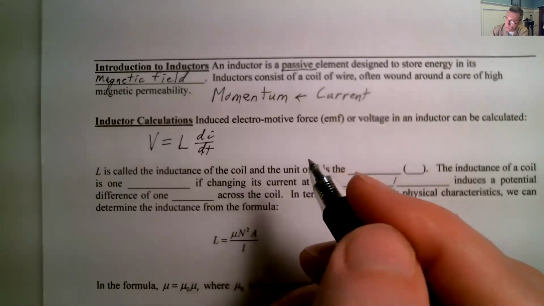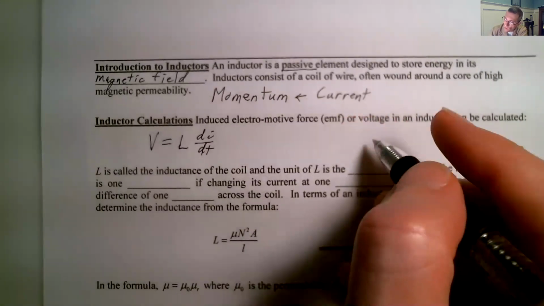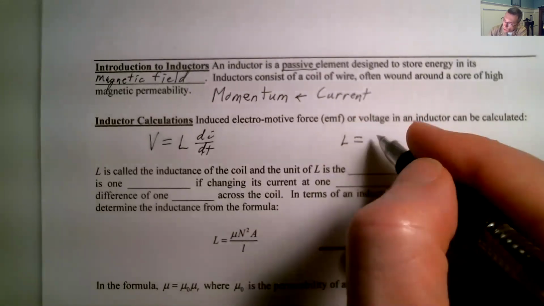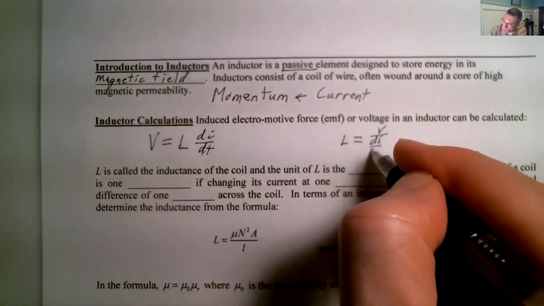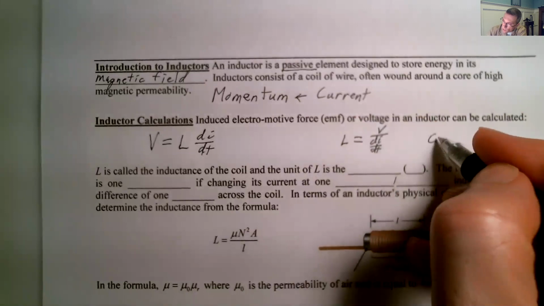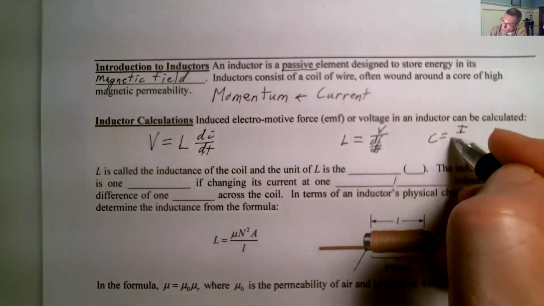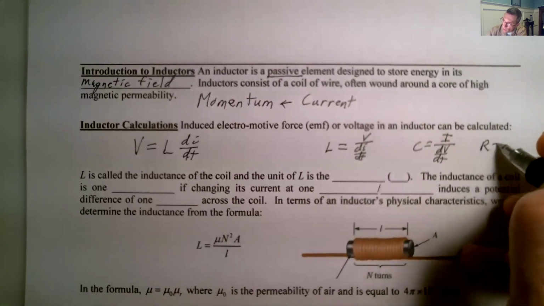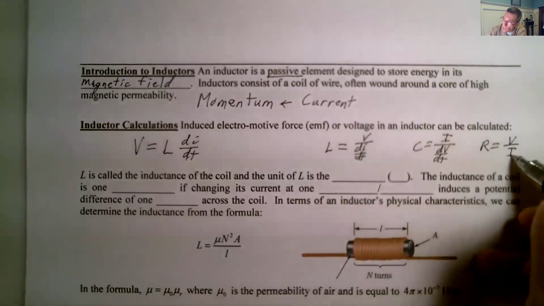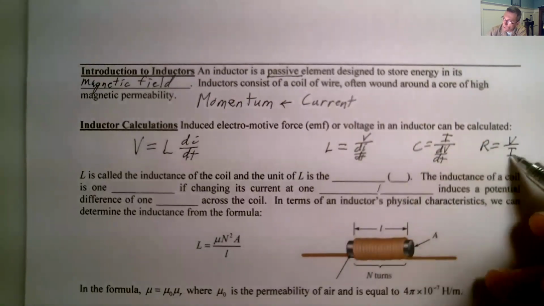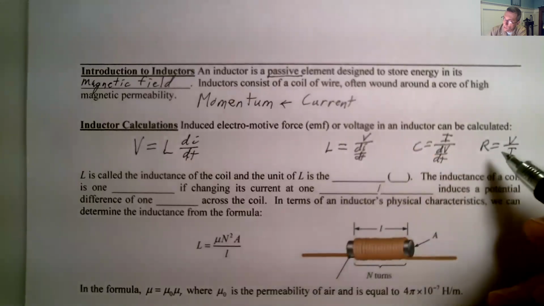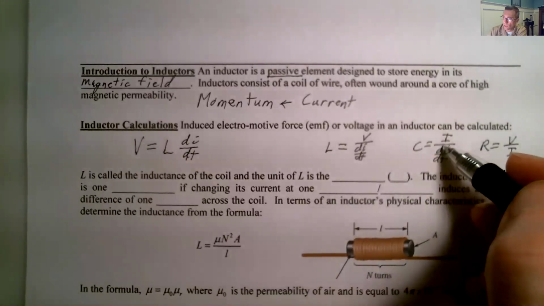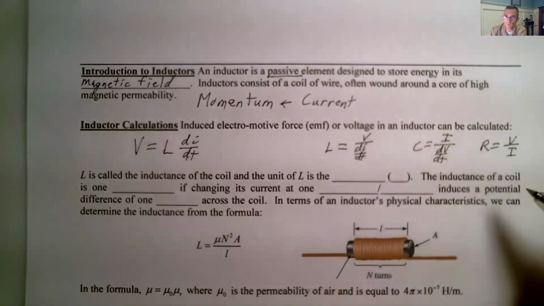Now something interesting about this is that L is equal to V over di dt, right? But C was equal to I over dV dt. And how are R, V, and I related? R is V over I. So if you have a bunch of resistors and a bunch of inductors, the resistors and inductors will be accumulated similarly. Meanwhile, capacitors get accumulated in the inverse method.